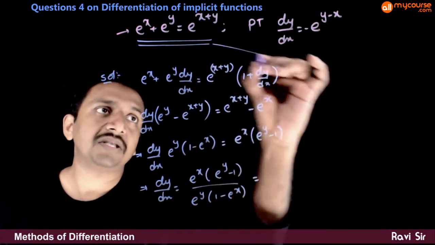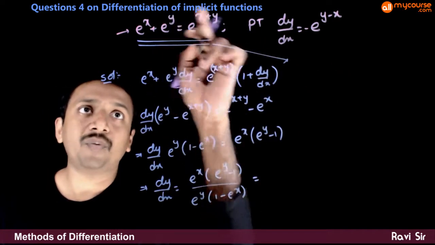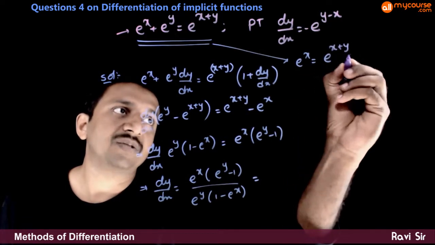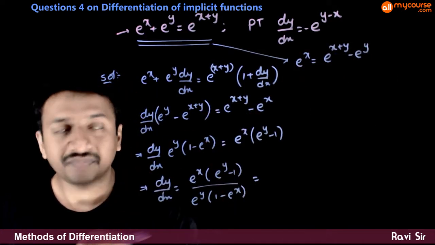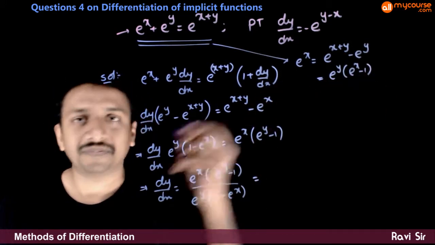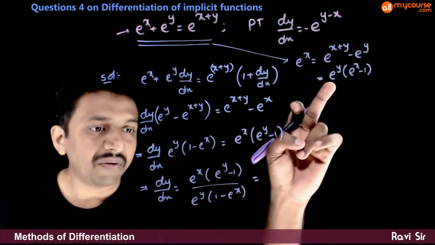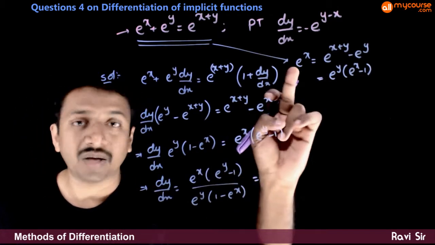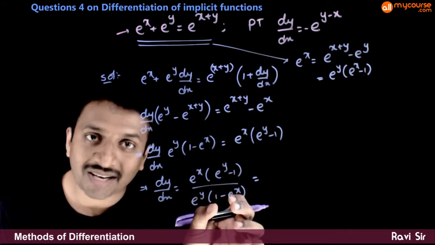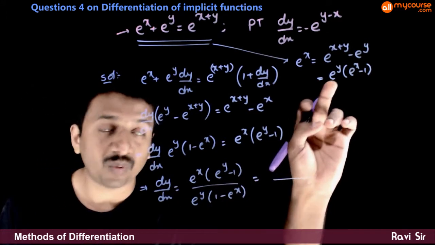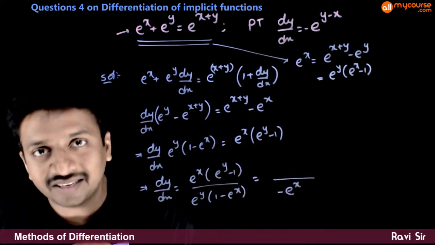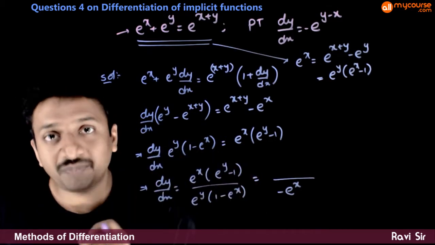From the original equation, you can see that if you bring e^y onto this side, e^x is equal to e^(x+y) minus e^y. That is e^y times (e^x minus 1). So e^y times (e^x minus 1) is e^x. So e^y times (1 minus e^x) will be equal to minus e^x, right? And e^x times (e^y minus 1).